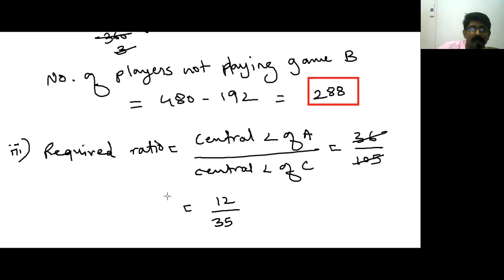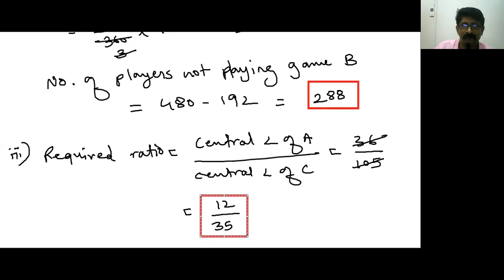I hope you understood that. And some people may do an alternate method. And what is that alternate method? They may calculate the number of players who are playing game A and the number of players who are playing game C, and then they can get the answer. I hope you all are getting it. Isn't it a very simple sum? Yes, it's really a simple sum.